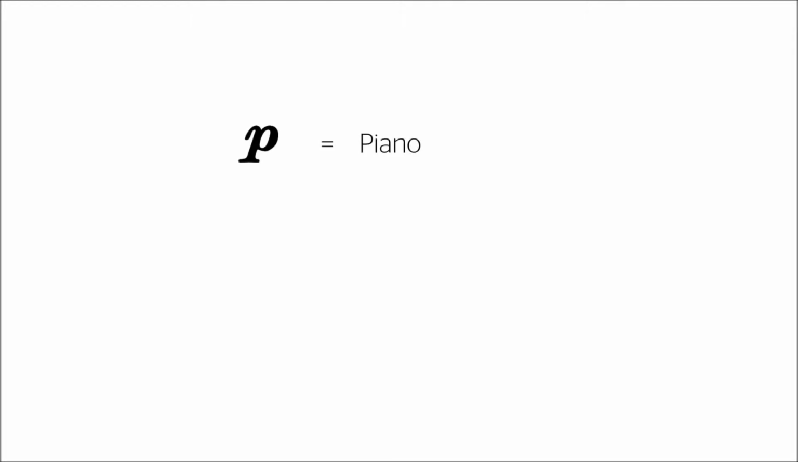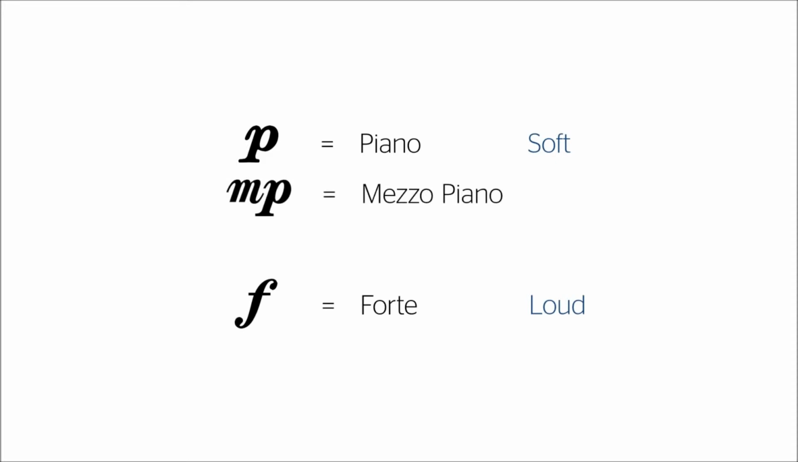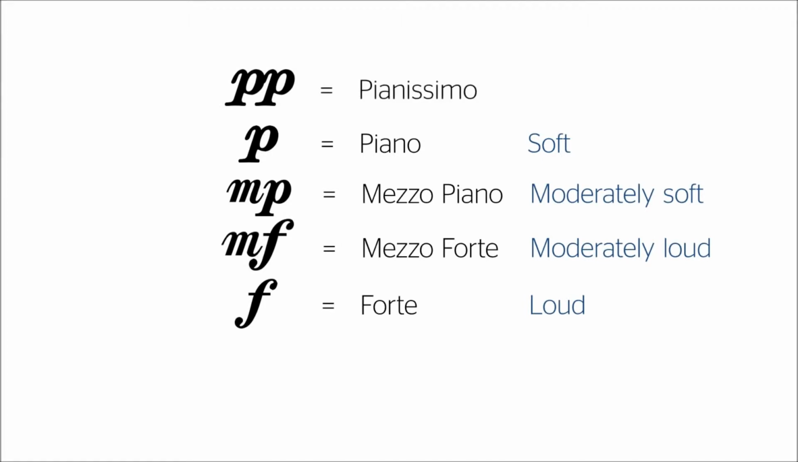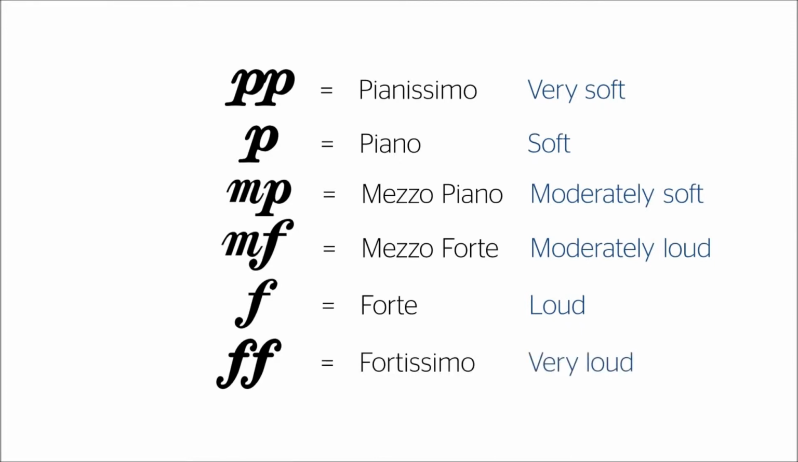So you already know about piano, which is soft, and forte, which is loud. Let's look at some of the dynamics that rest in between these two. First, we have an MP, which stands for mezzo piano, and that means moderately soft. Similarly, we have an MF, which stands for mezzo forte, or moderately loud. Going to the quiet end, you can have 2 Ps, which stands for pianissimo, or very soft. You could also have 2 Fs, or fortissimo, which means very loud.